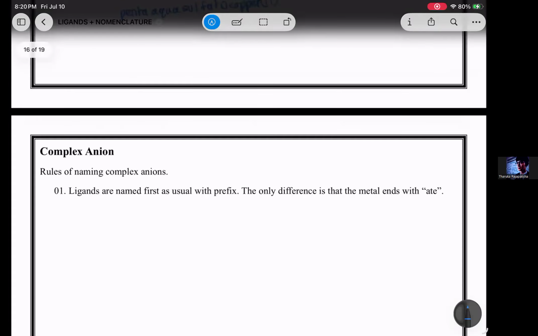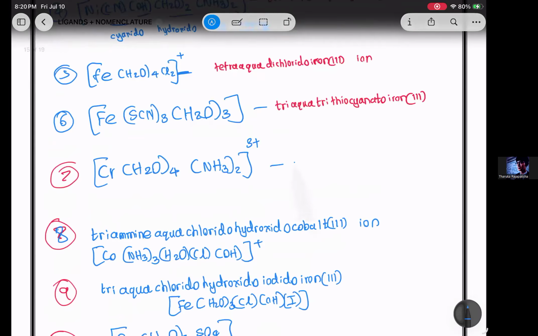Shall I do the seventh one? Sorry. So this one starts with amine, diamine, tetra, aqua, chromium 3 ion.